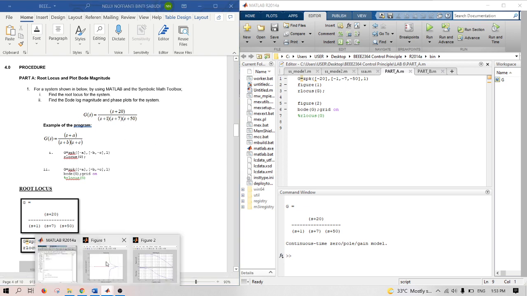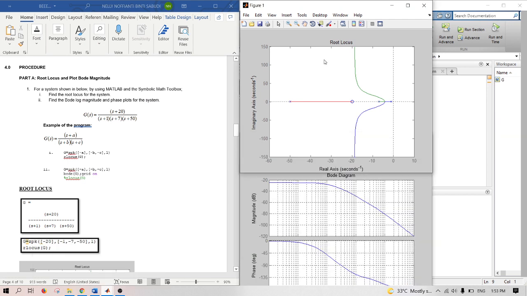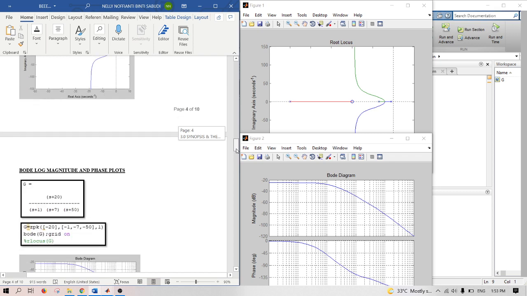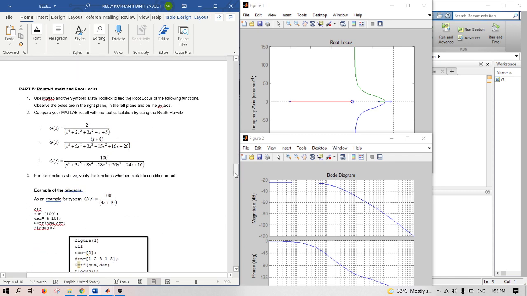Okay, so this is my graph for figure 1 and figure 2. Figure 1 is for root locus and figure 2 is for plot Bode magnitude, as you can see here. Okay, so as for part B, Routh-Hurwitz and root locus.